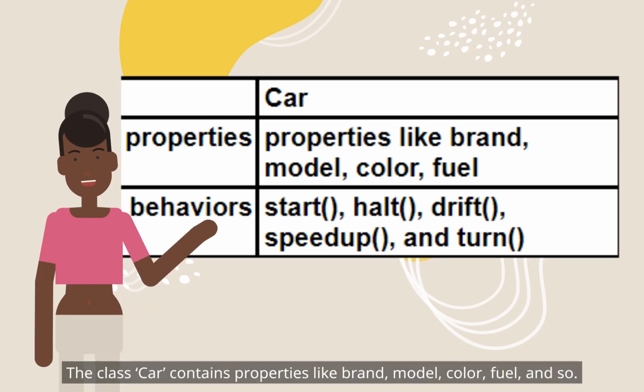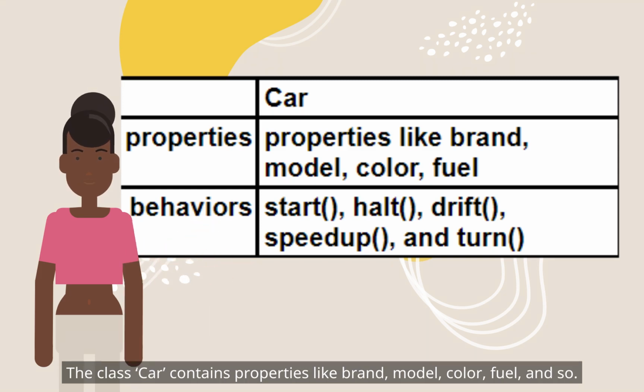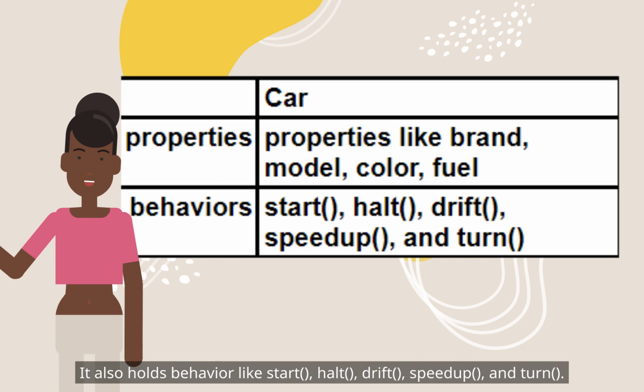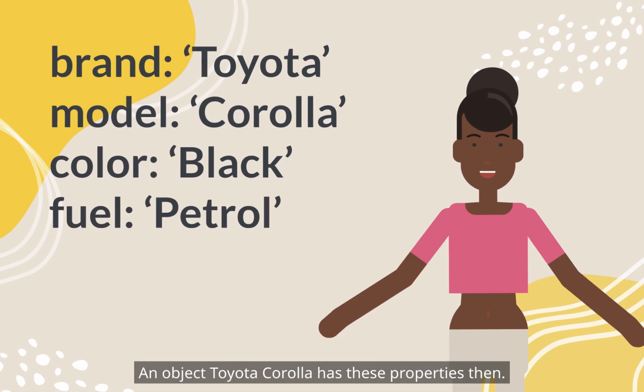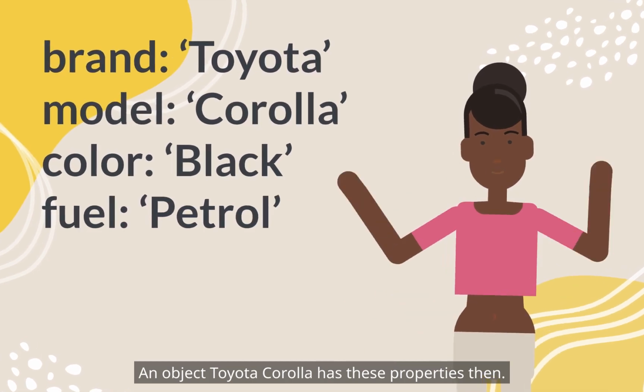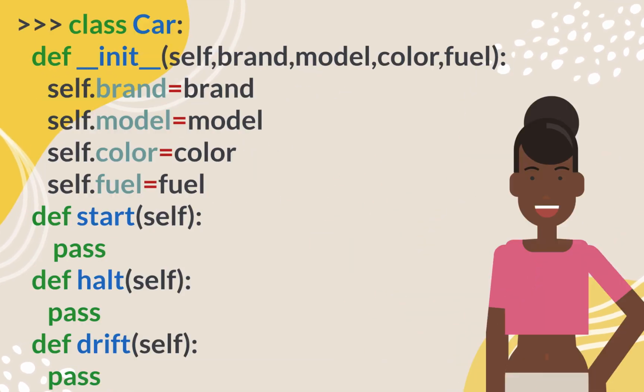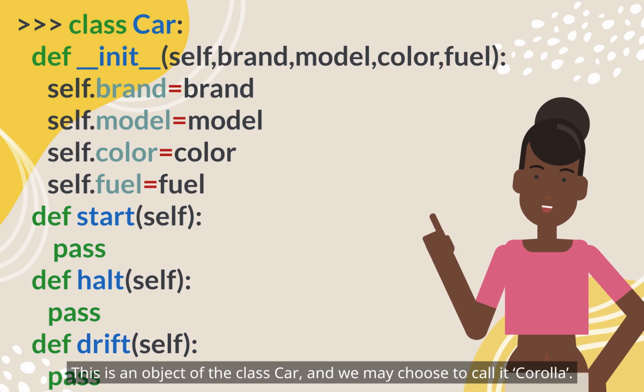The class car contains properties like brand, model, color, fuel, and so on. It also holds behaviors like start, halt, drift, speed up, and turn. An object Toyota Corolla has these properties. This is an object of the class car, and we may choose to call it Corolla.